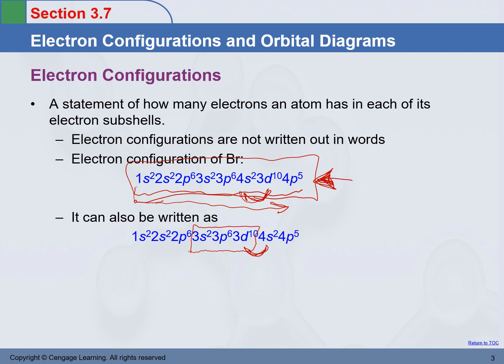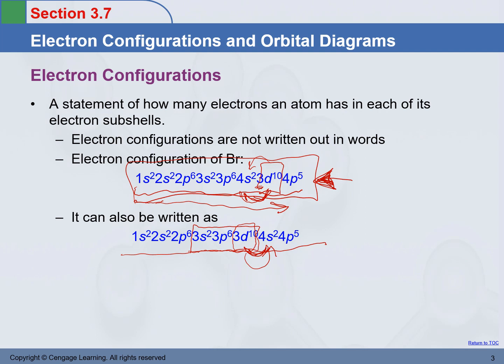Even if you write it this way, you need to be very clear that although 3d is filled after 4s, 3d is in shell number 3, so it is closer to the nucleus than 4s, which is in shell number 4. If you see this one, you need to be clear that even if 3d is written ahead of the 4s, it is filled after the 4s subshell.